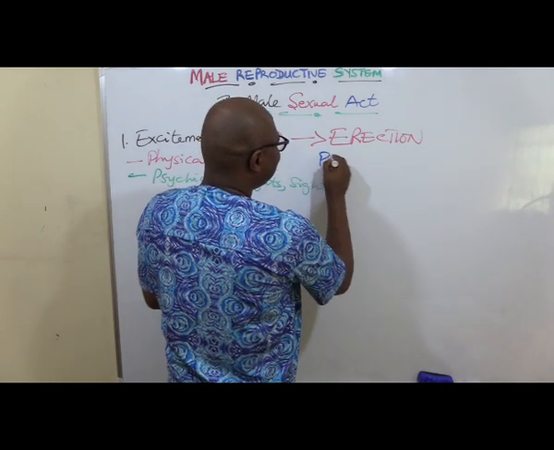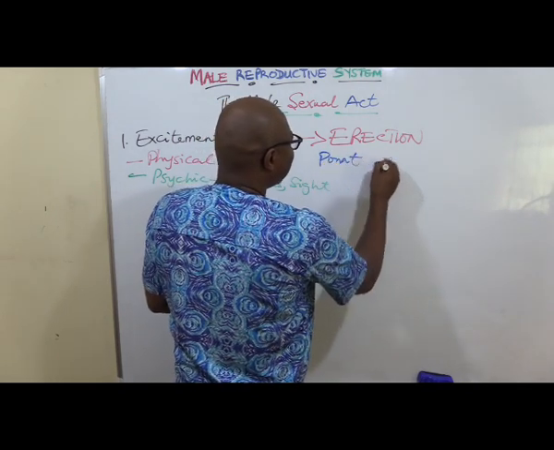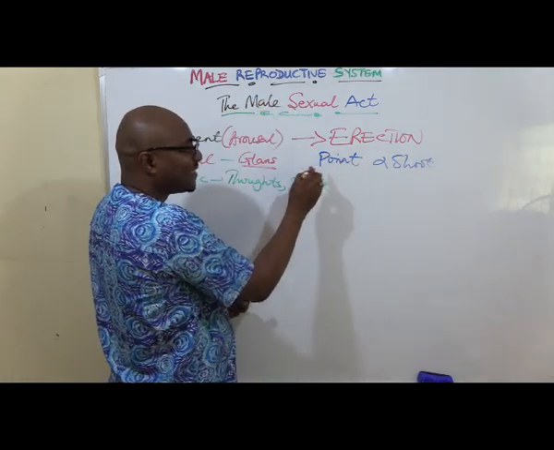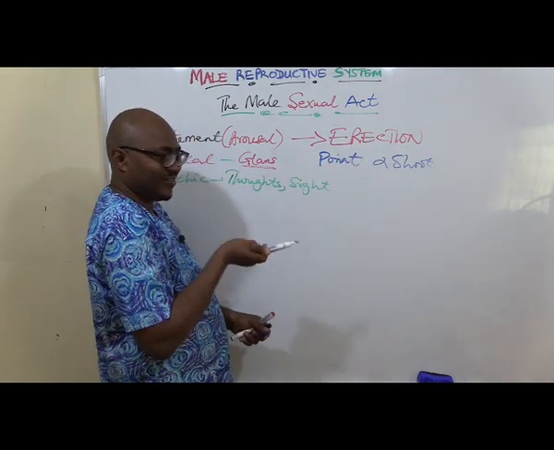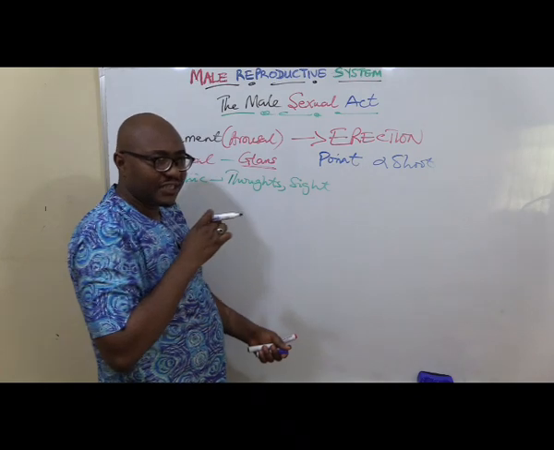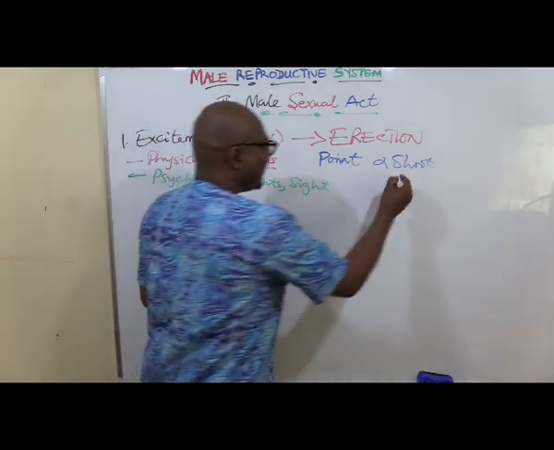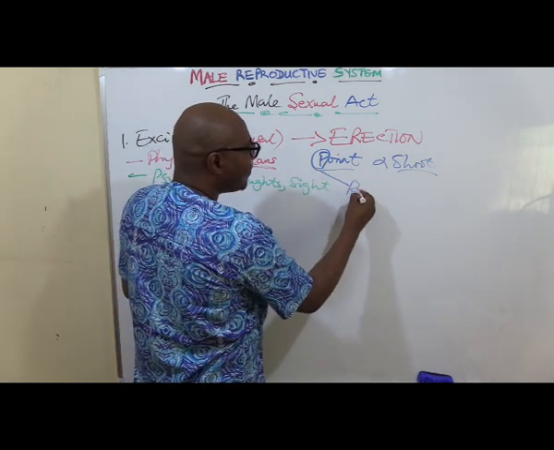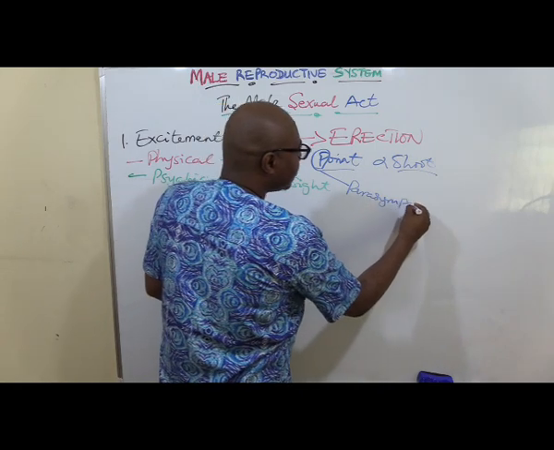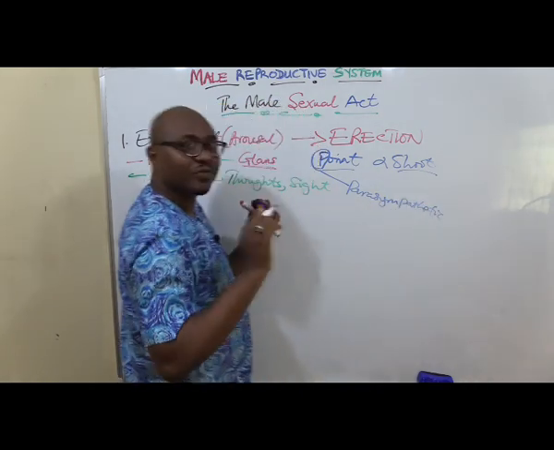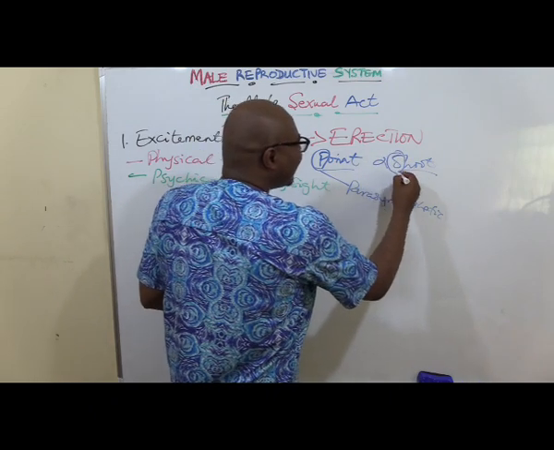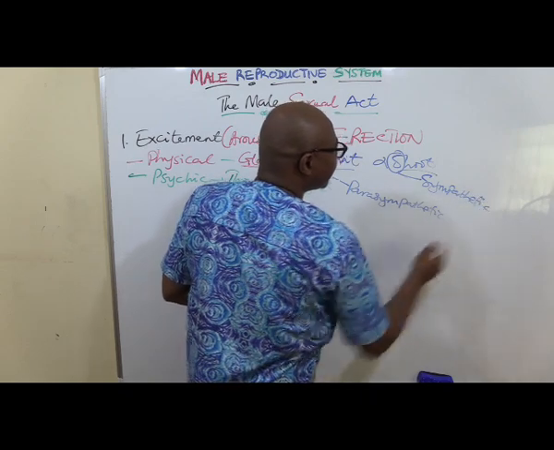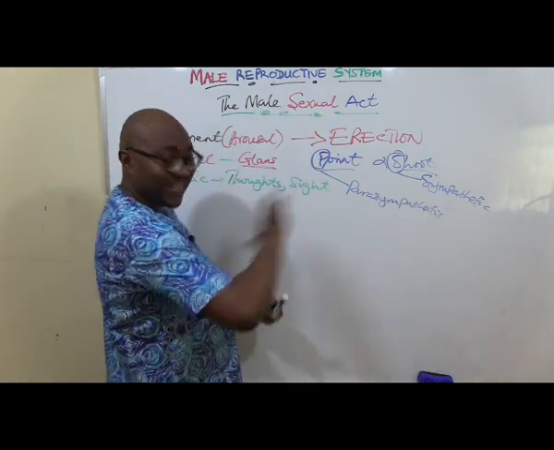Point and shoot. The point stands for erection. Then shoot stands for ejaculation. So this P here in point signifies parasympathetic. The parasympathetic is in charge of erection. Then this S here, sympathetic, the sympathetic nervous system is in charge of ejaculation. That's just by the way.